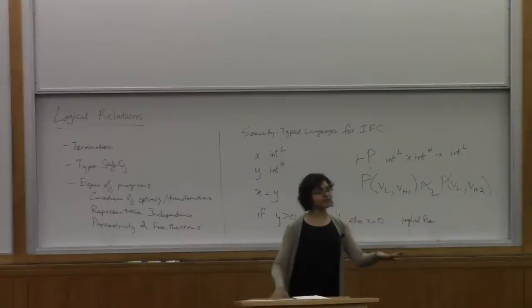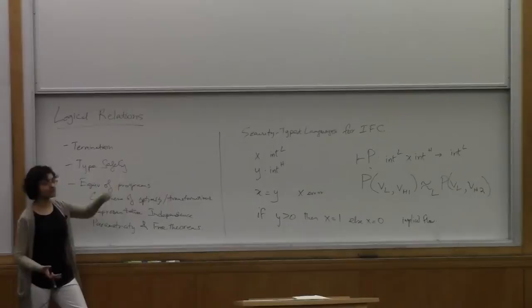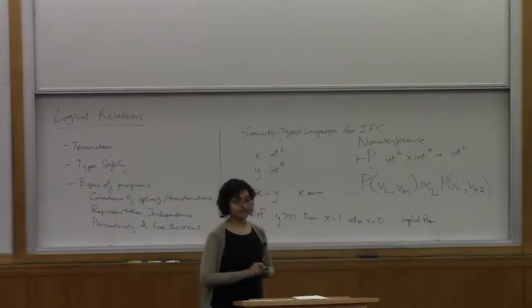So it falls into this category of program proofs, and logical relations have been used to prove properties like non-interference for security type languages like that. So let me just say non-interference. I won't be talking about non-interference, but that was just to give you a slight sense of the major categories of things that logical relations are used for.